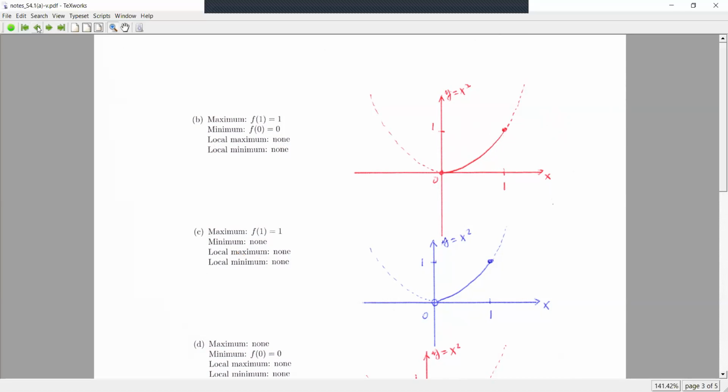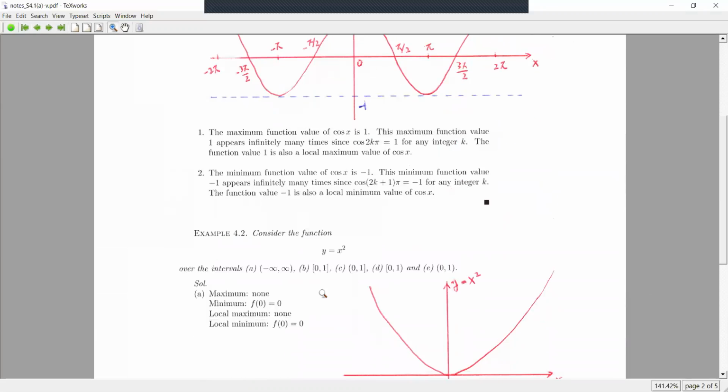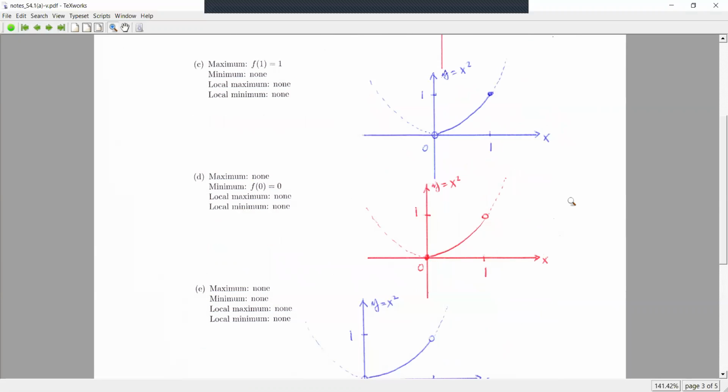Part C, go back to the problem. Part C is consider the parabola over this interval, now excluding 0 but including 1. We consider this portion of the parabola. Excluding 0, so put an open dot there, including 1, a solid point here.